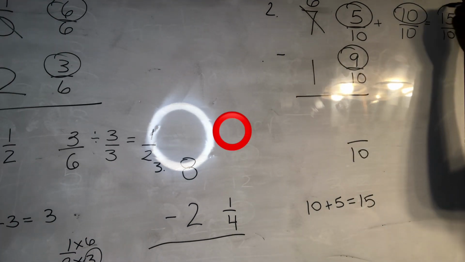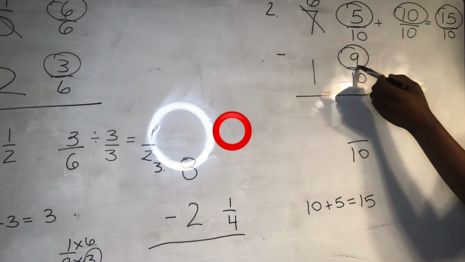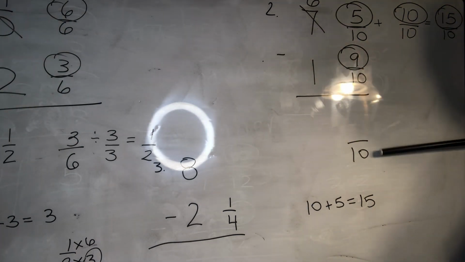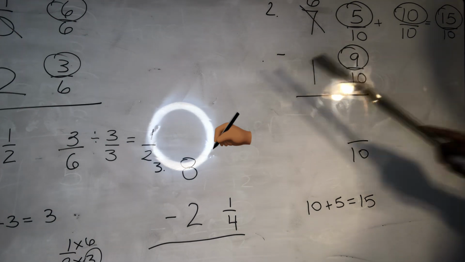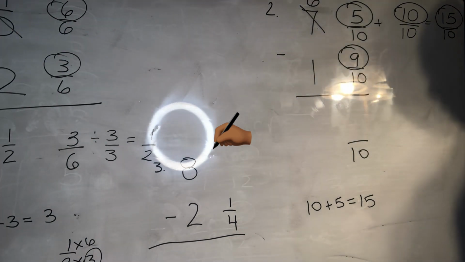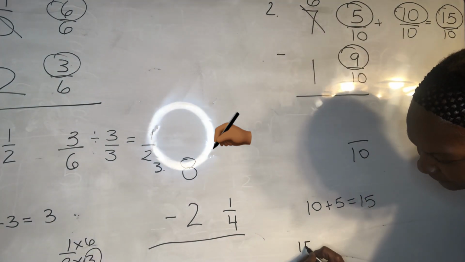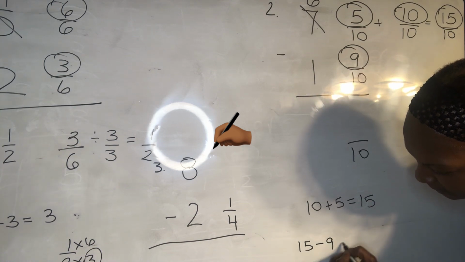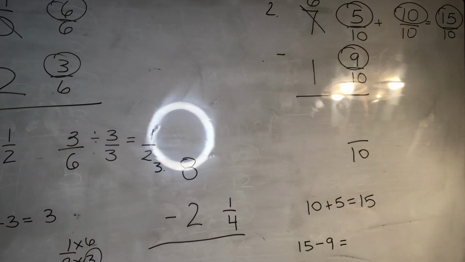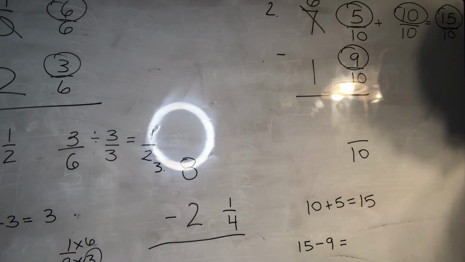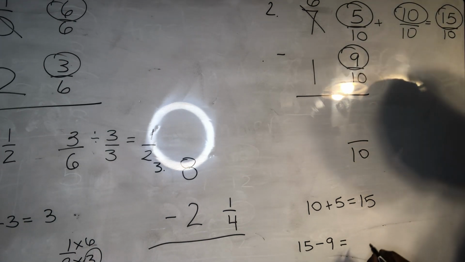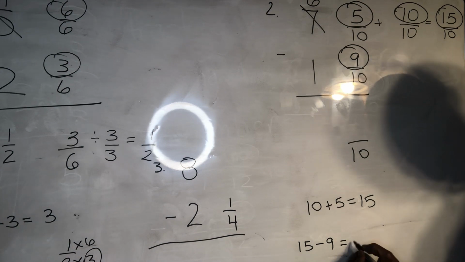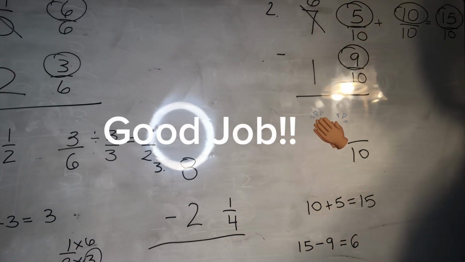So now we circle our numerator and we have our 9. So to get this answer, we need 15 take away the 9. And that's what we're going to write. 15 take away 9 equals. So you're at 9. 10, 11, 12, 13, 14, 15. How much? 6. Good job. So we get an answer of 6.